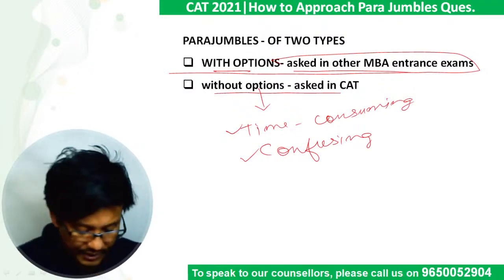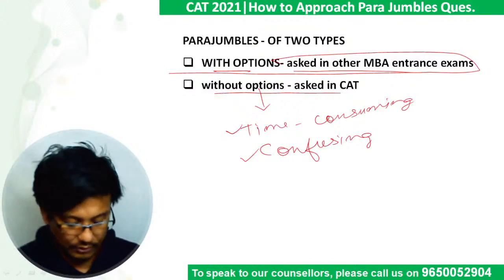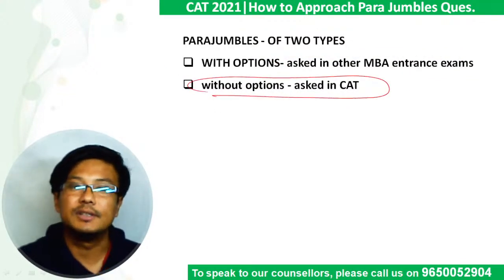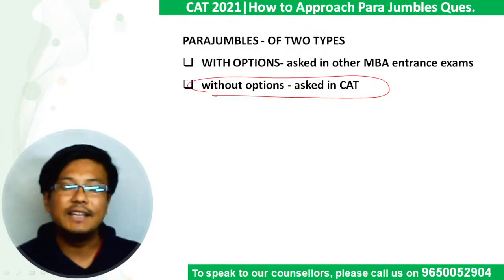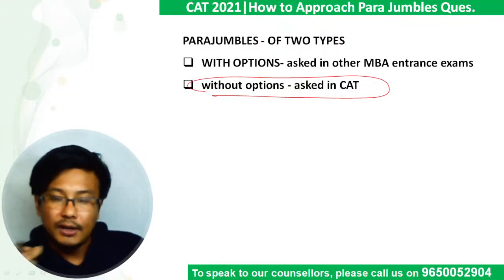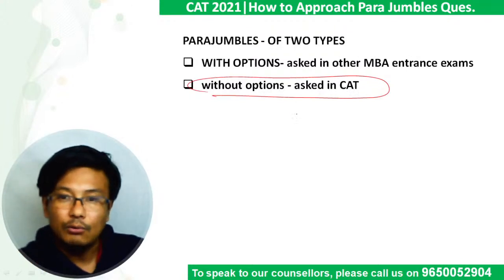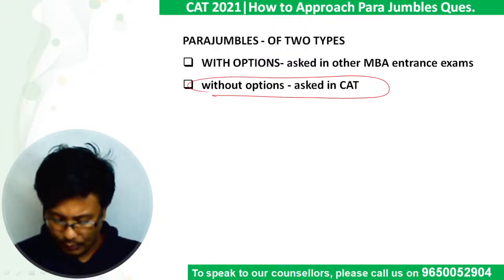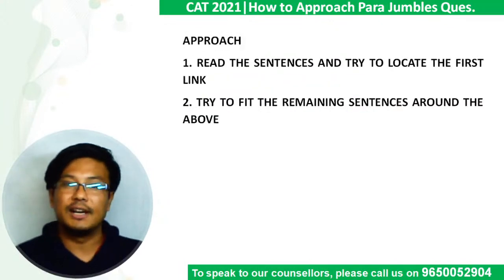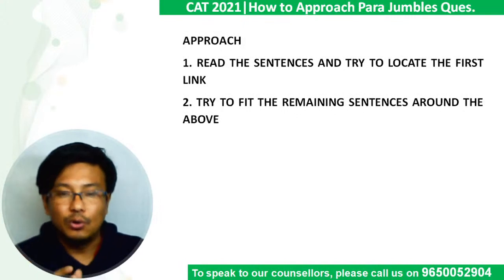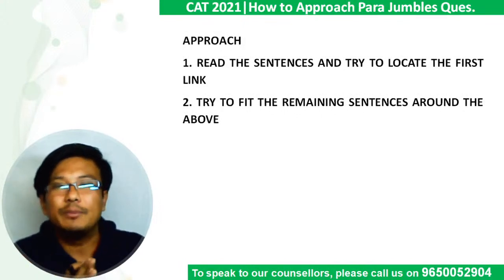And by the way, today, since we are going to primarily focus on CAT, we are going to look at the second type, that is the questions without options, and they are more challenging. If you are thorough with questions which are without options, the other type becomes easier. So let's quickly see what should be our approach. I would rather suggest 2 steps. Of course, from this we can expand and look at many things.